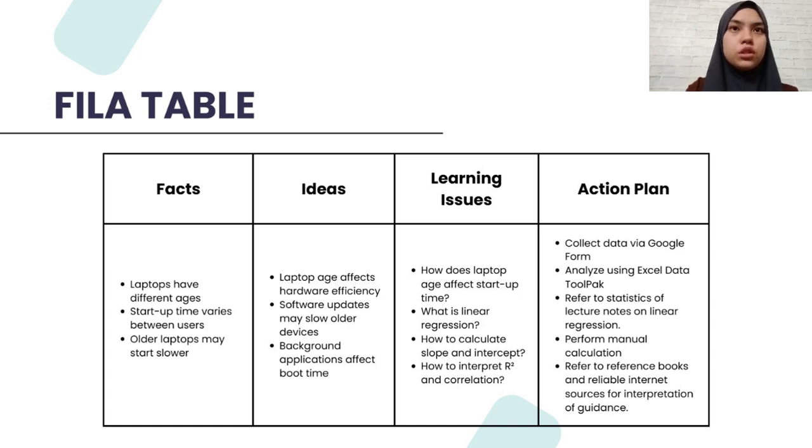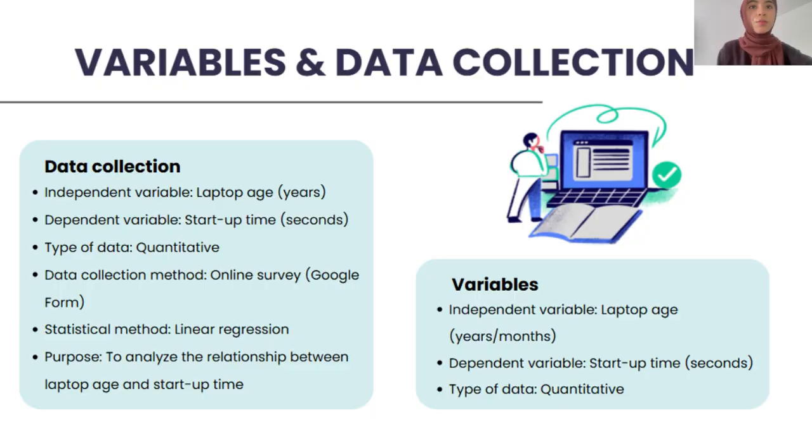In the learning sessions, we focus on understanding what linear regression is, how to calculate slope and intercept, and how to interpret values such as R-square and correlation. Finally, in the action plan section, we plan to collect data using Google Forms, analyze with the Excel Data Analysis Toolpak, perform manual calculation to verify results, and refer to lecture notes and reliable sources for interpretations. Overall, the Villa table helps us plan the study in a systematic way and ensure that each step aligns with our research objective.